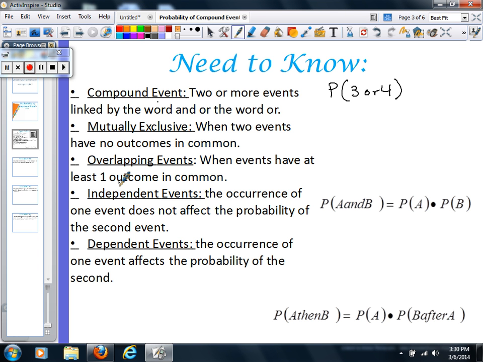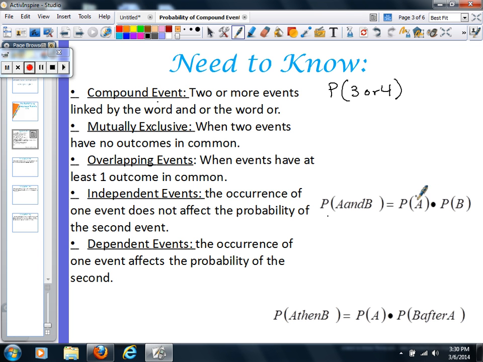Overlapping events is when events have at least one outcome in common, okay, which kind of makes sense. And then you have independent events, where the occurrence of one event does not affect the probability of the second event, all right? And then you have dependent events, which is where the occurrence of one event affects the probability of the second event.